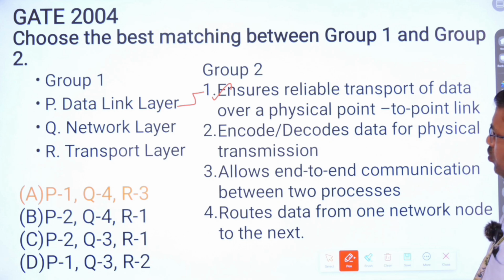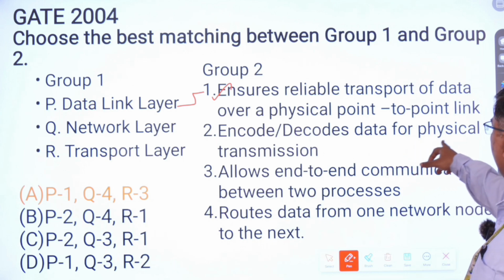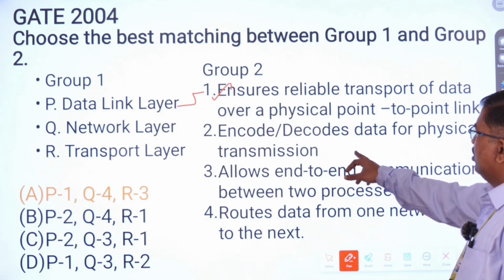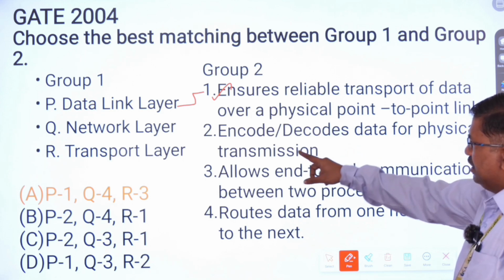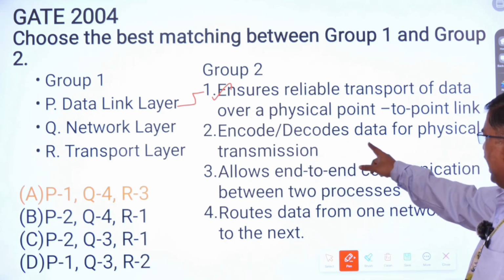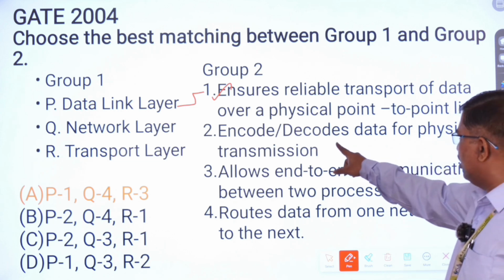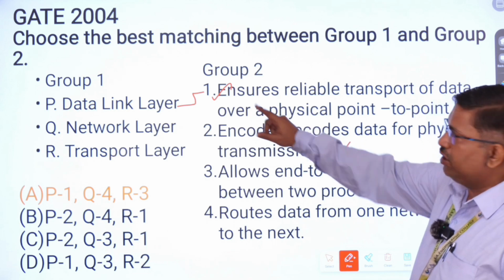Next, the Q, that is network layer, and we read out the statement mentioned here. It encodes and decodes data for physical transmission. This is not matched with the network layer. Is it matched with the data link layer? No. Is it matched with the transport layer? You need to check: encode and decode the data for physical transmission. This statement is not matched with any layer given in group 1.